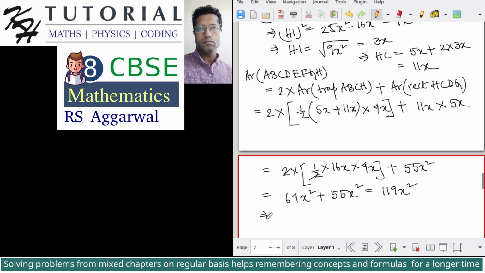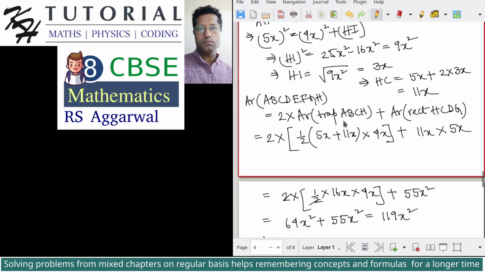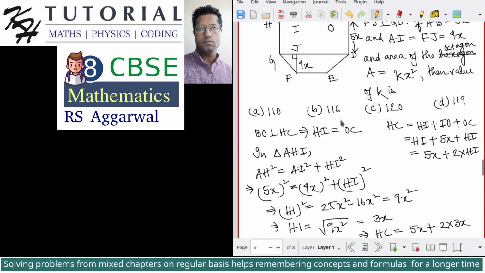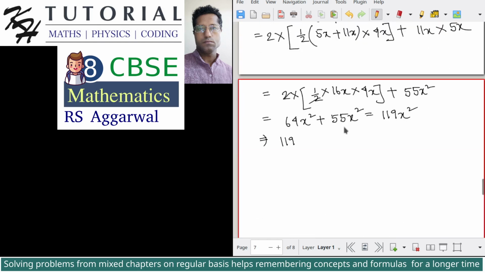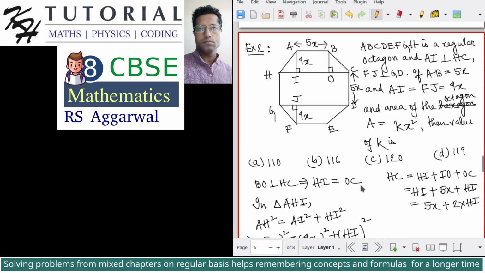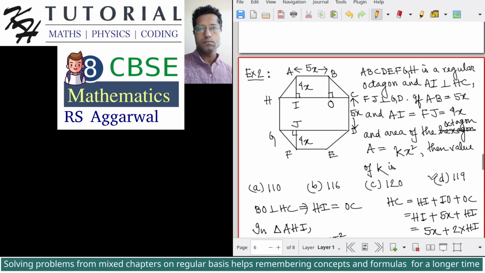So this is the area. 119x square is the area of the entire regular octagon, which is given to be kx square. So we can say that 119x square is equal to kx square. This will clearly imply that k is equal to 119. So the correct choice is D. D is the correct choice.